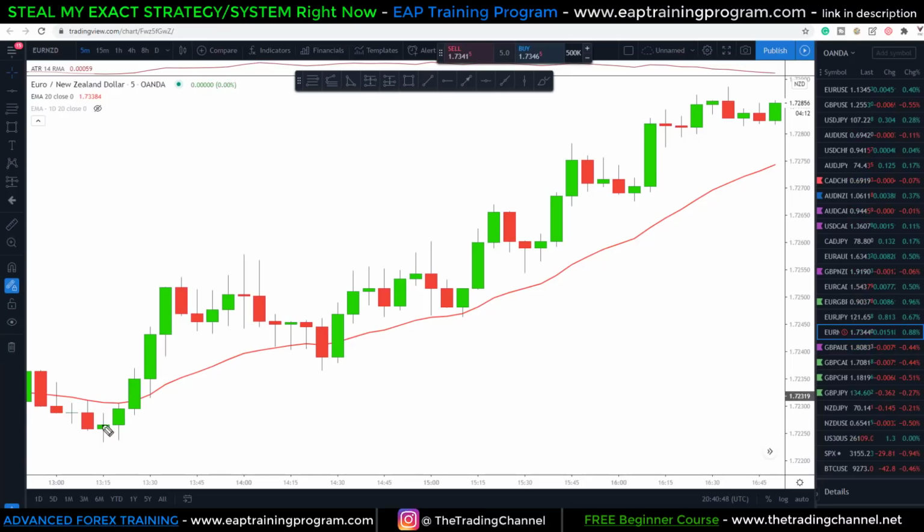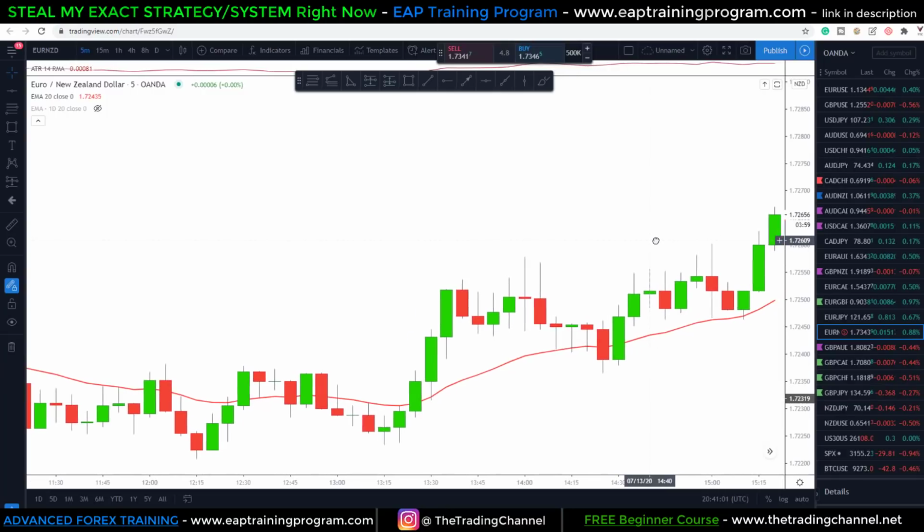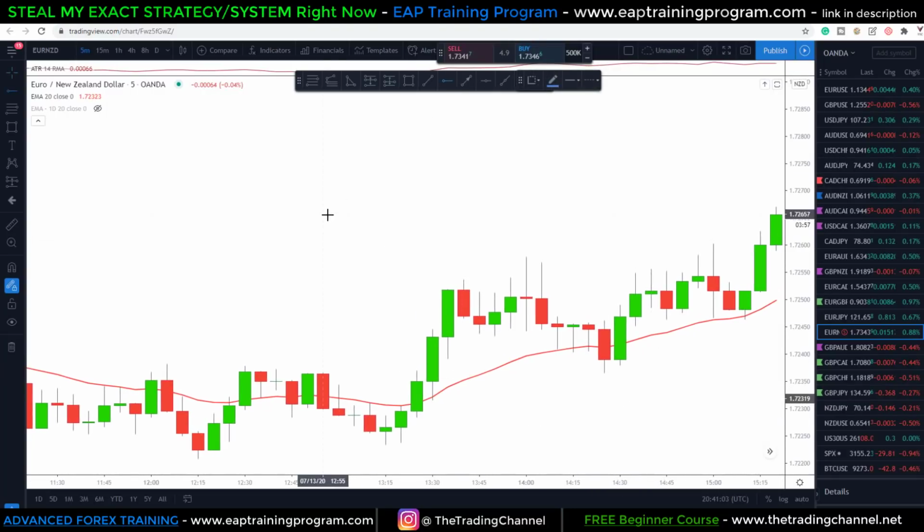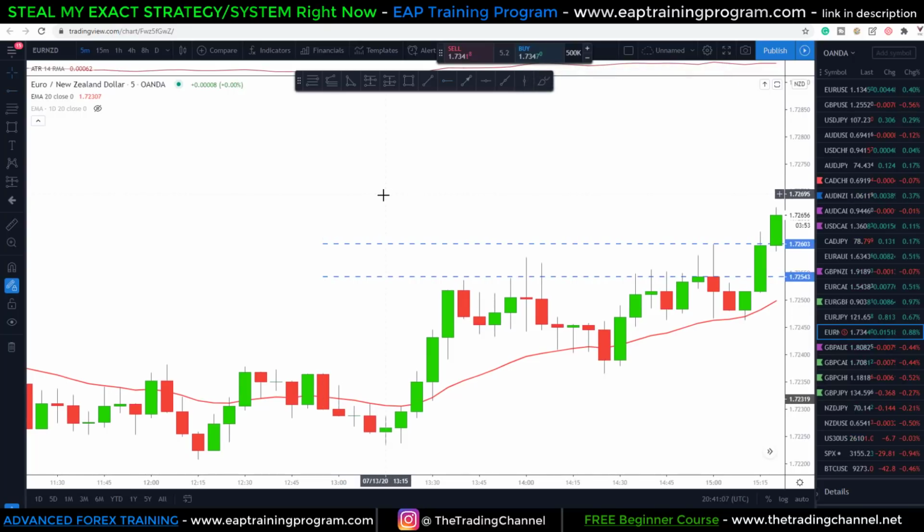Remember, for this strategy, we're looking for a market to be trading above the 20 EMA. We want to see a pullback to the 20 EMA, and we want to see the creation of a new higher high. When we get that new higher high, so for example, at this point right here, what we're going to do is create an area between the wicks and bodies of that high that was just broken. This is a break and retest strategy after all.